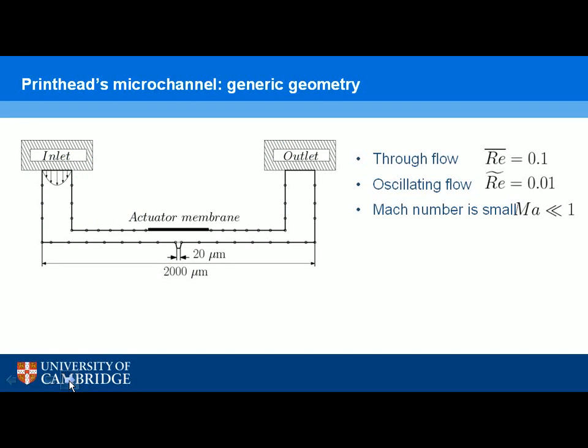In this presentation we're going to look at a very simple generic geometry, and this is known as thin film technology, in which the piezo-electric crystal sits just above the nozzle. Ink is pushed in through the inlet and sucked out through the outlet. It moves slowly along the channel and then from time to time is pushed out by this piezo-electric crystal. And there are two Reynolds numbers in this problem. The first is that of the through flow, which is around 0.1, and the second is that of the oscillating flow, which is around 0.01. The exact definitions of those Reynolds numbers are given in the paper.